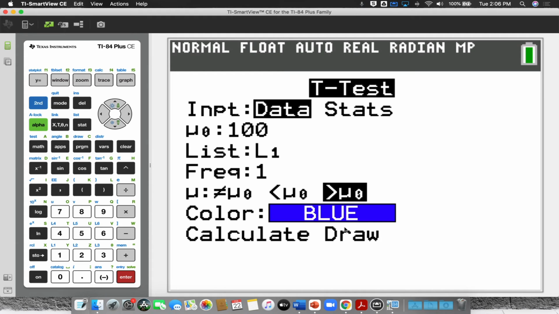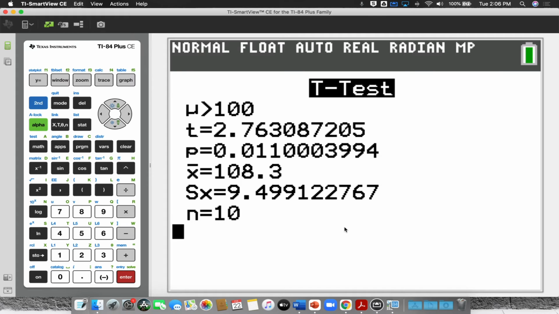From here, it's preference. If you want to see a nice picture, go to draw. If you just want to see the numbers, go to calculate. I'll go to calculate. So the t score was 2.763. Usually for your t and z scores, we only go 2 places, but if you went 3, it's okay.